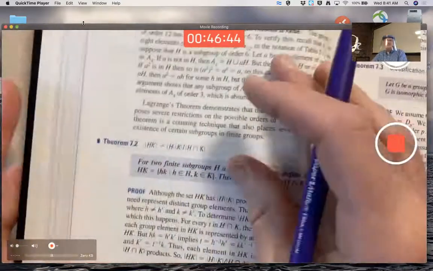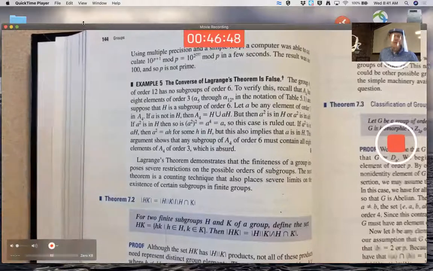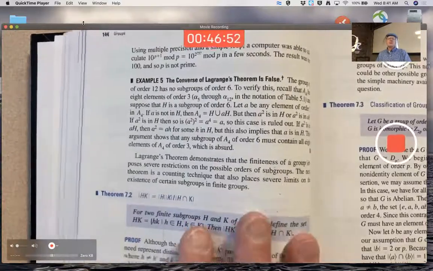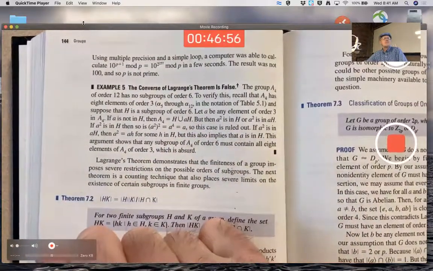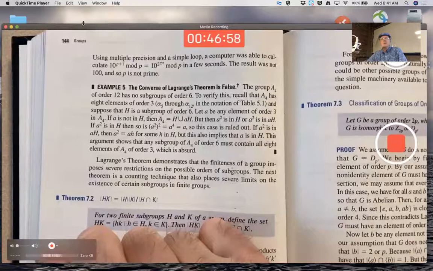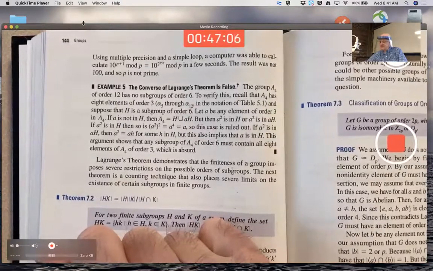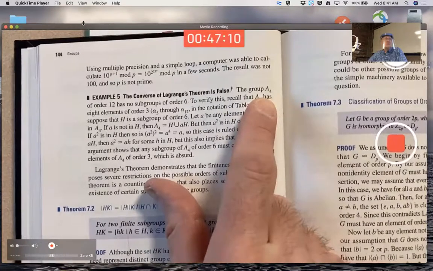Next page. Example 5 is pretty important and is something I've emphasized in the lectures. The converse of Lagrange's theorem is false. I mentioned that already before. Just because a number divides the order of a group does not guarantee there's a subgroup of that order. And the simplest example is in A4, which has order 4 factorial divided by 2, which is 12.